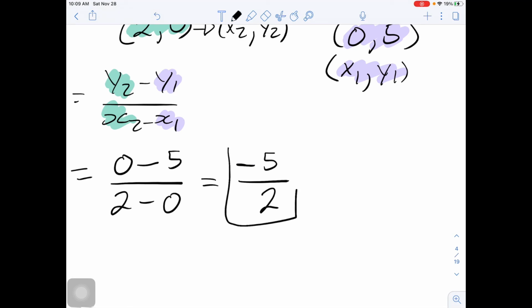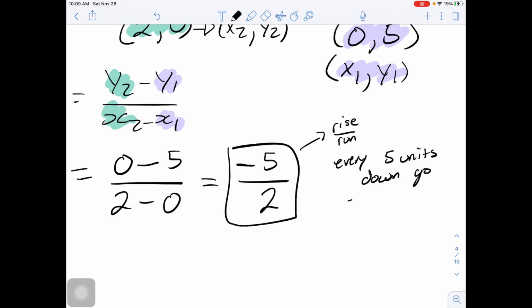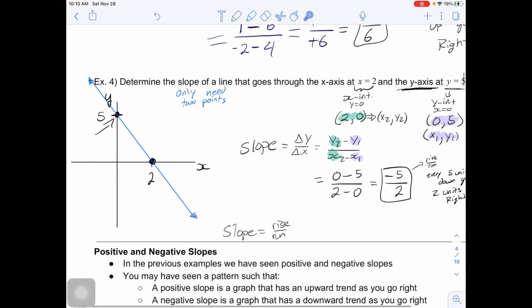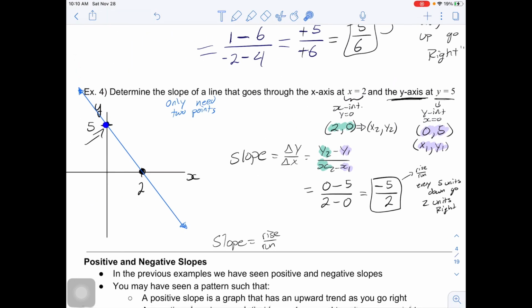Now, this, remember, is our rise over our run, and our rise is negative, so this is every 5 units down, go 2 units positive right. So let's see if that works. Let's choose our point here, and it tells us to go 5 units down. So this is all the way at 5. If we go down 5 units, you're just going to end up at 0. And then you're going to go 2 units right. So that absolutely does work.